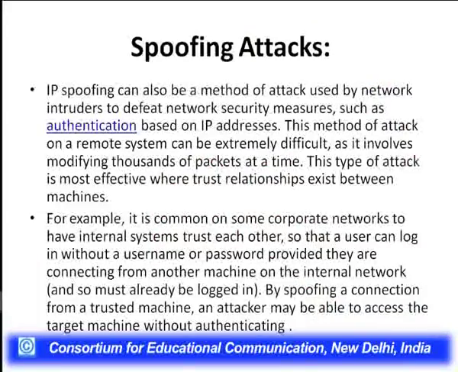So, IP spoofing, basically we have seen that in case of IP spoofing, various kinds of methodologies are used by the hacker to send counterfeit messages or to read the messages. IP spoofing is a method of attack used by network intruders to defeat network security measures such as authentication based on IP addresses. This method of attack on a remote system can be extremely difficult as it involves modifying thousands of packets at a time. This type of attack is most effective where a trust relationship exists between the machines.